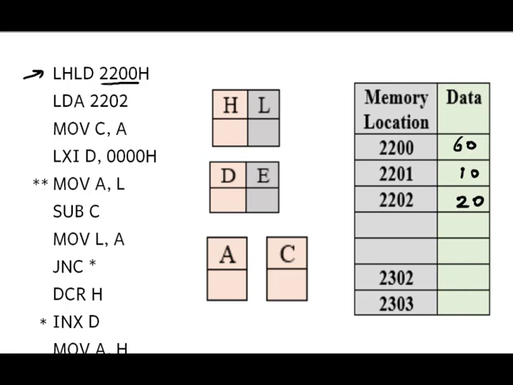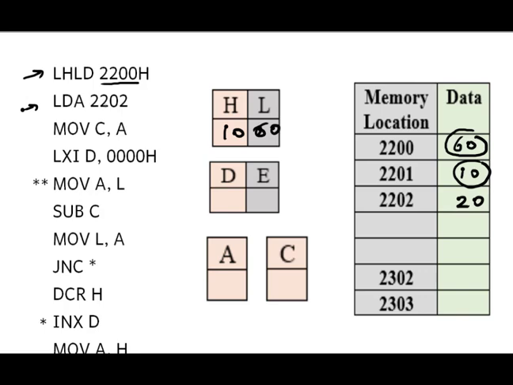So it means that the data at 2200 will be stored in register L. And the next data will be stored in register H. So this is what we have: 1060 will be stored from this memory location into HL, from memory to HL. Next instruction.